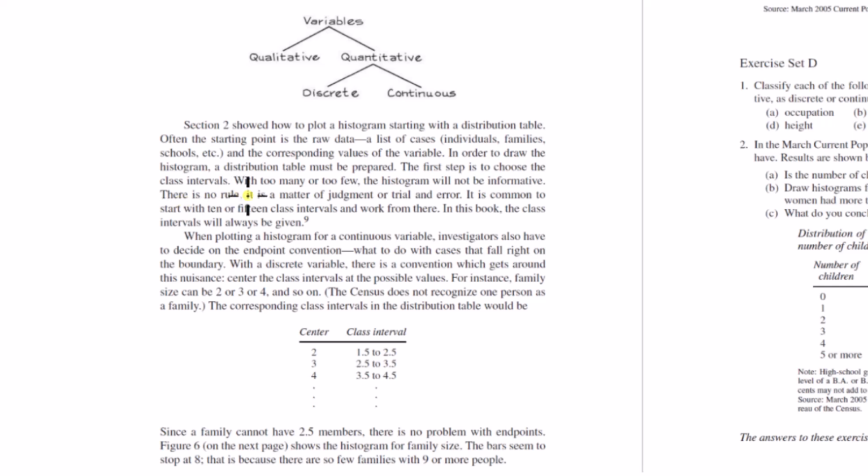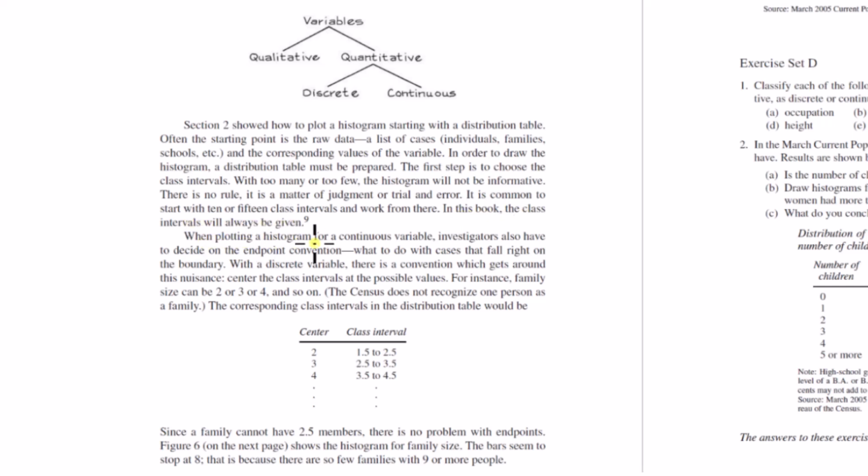There is no rule. It is a matter of judgment or trial and error. So the number of class intervals, or the size of the class intervals, is just a matter of judgment, experience, and trial and error. It is common to start with 10 or 15 class intervals and work from there. In this book, the class intervals will always be given.